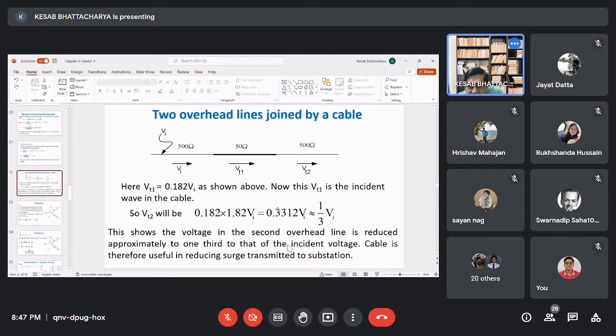Multiplying these two, we finally get VT2 becomes 0.3312 VI. That is one third of VI. Therefore, if we interconnect two transmission lines with the help of a cable, then the traveling wave in the second line becomes one third that of the traveling wave in line 1. Therefore, the cable is useful in reducing surge transmitted to the substation. So that feature is very often used in substations.